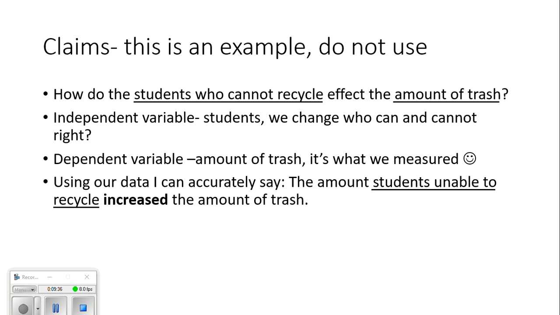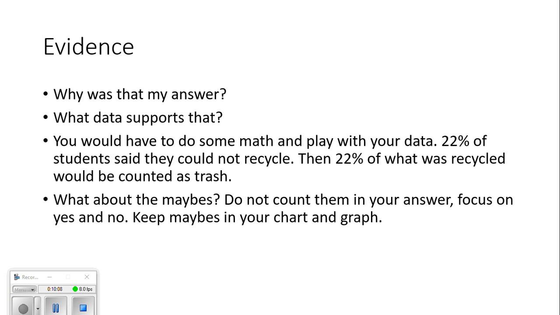So my question was, how did the students, that's my independent variable, affect the amount of trash? That's my dependent variable. If you notice in my claim, the amount of students unable to recycle, I used increase, decrease. It is almost a yes or no answer, but it has to be increased, decreased, positively affected, negatively affected. You have to use scientific terms, not "it changed." No, I don't understand what that means. Did it go up or down? And up or down is a fifth grade answer. It's increased or decreased. Evidence.